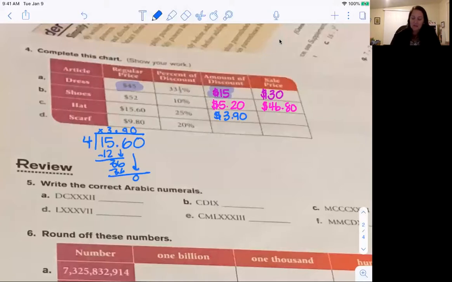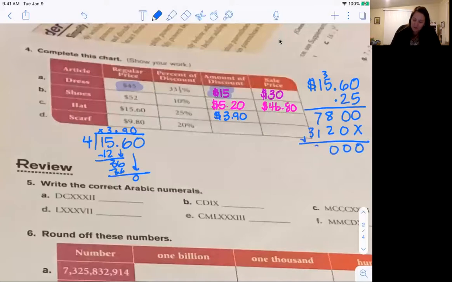Now for my skeptics out there, I'm going to show you how to do it the other way. If I have $15.60, and I'm going to multiply it by my percent written as a decimal, 0.25. Let's go ahead and work that out. I'm going to go quickly. And go in 4 spaces and I get $3.90. So you get the same thing, okay?